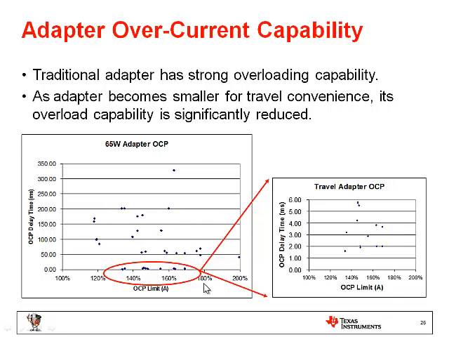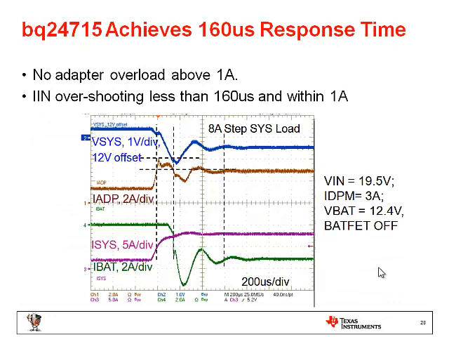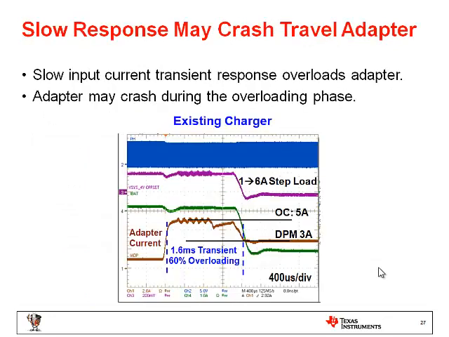But for the new travel adapters that are getting smaller, the typical OCP delay time has been significantly reduced to 5 milliseconds or even close to 1 millisecond. And the capability is also reduced to only about 160%. So given that, for the NVDC charger, the requirement is we cannot have such a slow response, or the input will be overloaded.